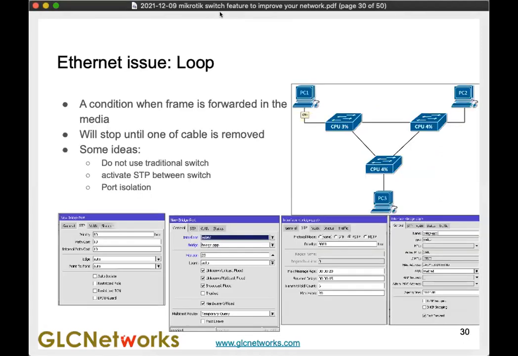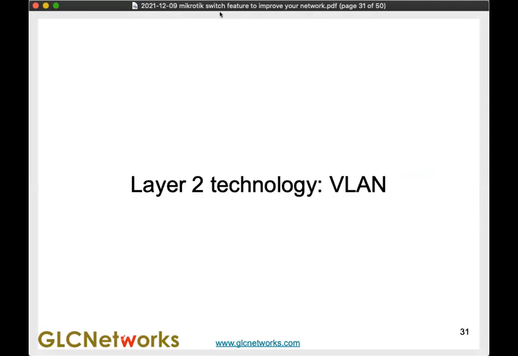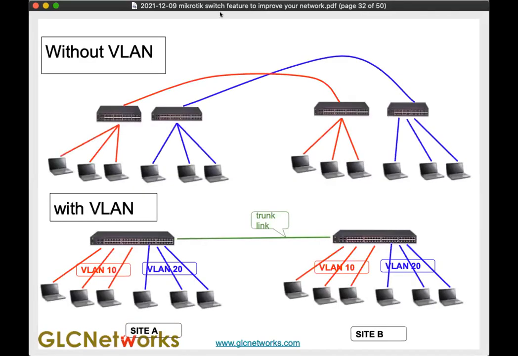Another interesting thing for layer 2 technologies. We already know the issues, and one nice thing about layer 2 technology is the VLAN. VLAN is very, very good. We are using it every day. It saves us in terms of effectiveness and efficiency. We can save money. As you can see here, if we don't use VLAN, we have a requirement for segmenting our networks. We have two sites, site A and site B over here.